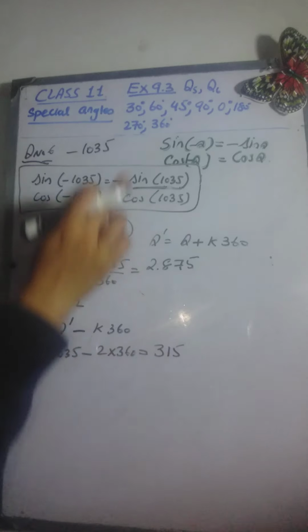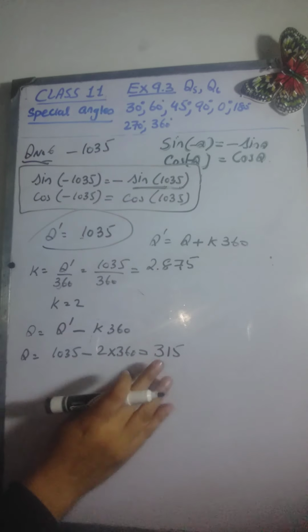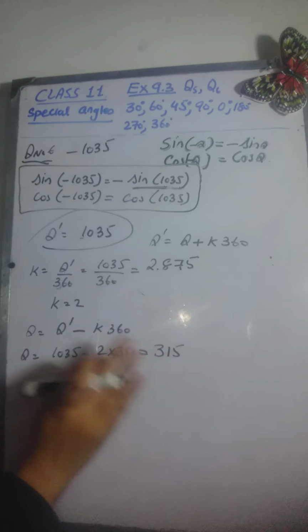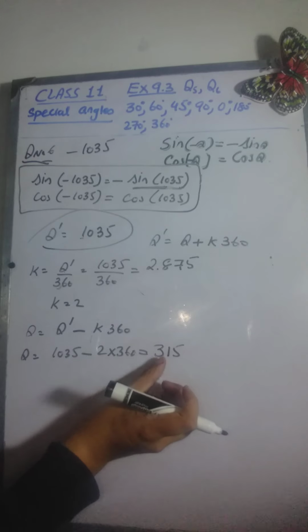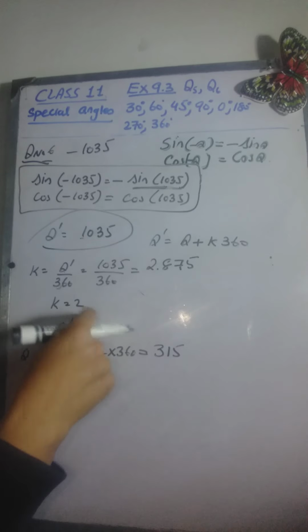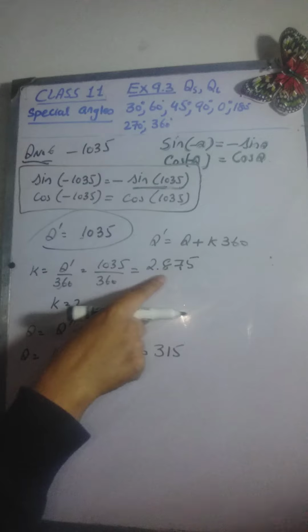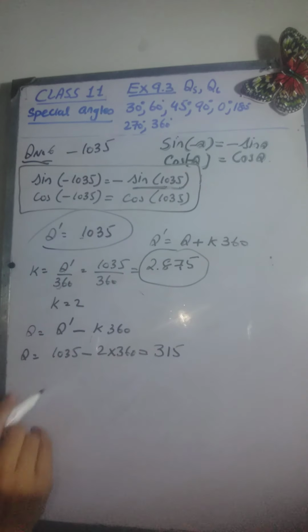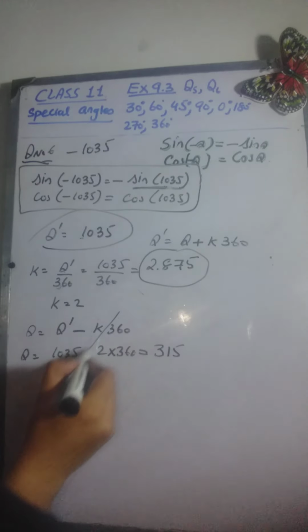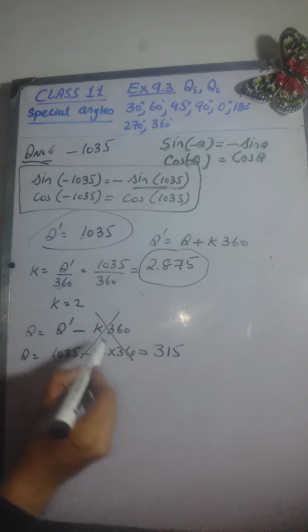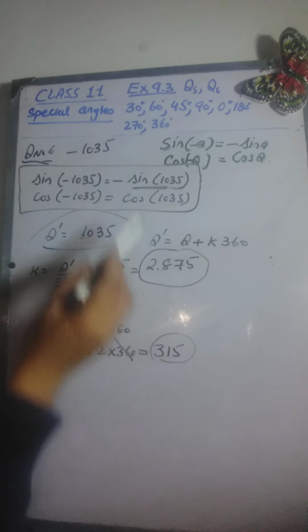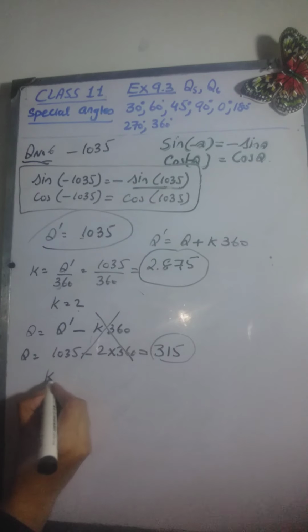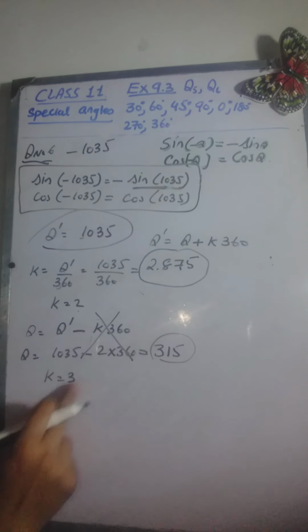We know that this angle does not belong to this group. We don't know the trigonometric ratios of this. So if it comes out to be some other angle, then try the next integer which is near to this number. The next integer that is very near to this number is 3. We won't use k equal to 2 because we are not getting an angle which is one of these. Let us try 3.